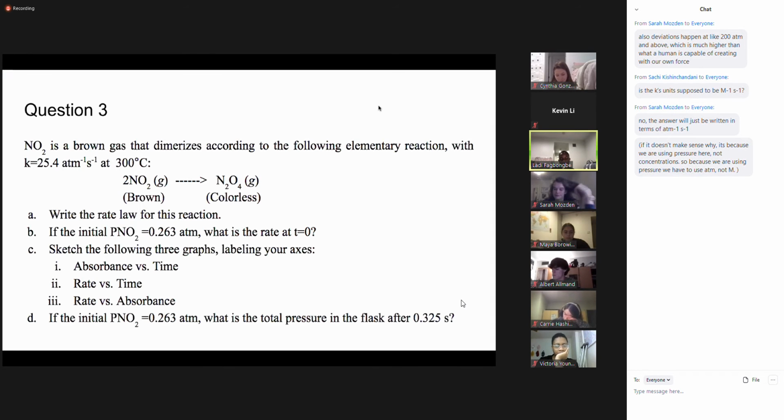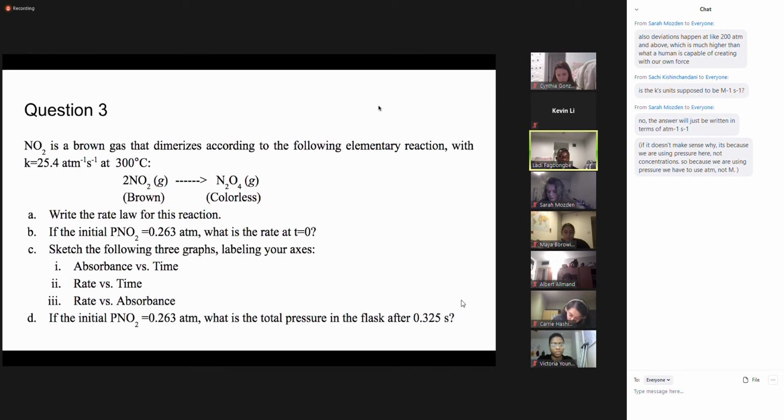But yeah, we told you it's an elementary reaction. So you could have used the stoichiometric coefficient of 2 to say that it was just pressure of NO2 squared. But if that way doesn't work for you, don't worry, because we gave you the rate constant and it'll make more sense tomorrow.